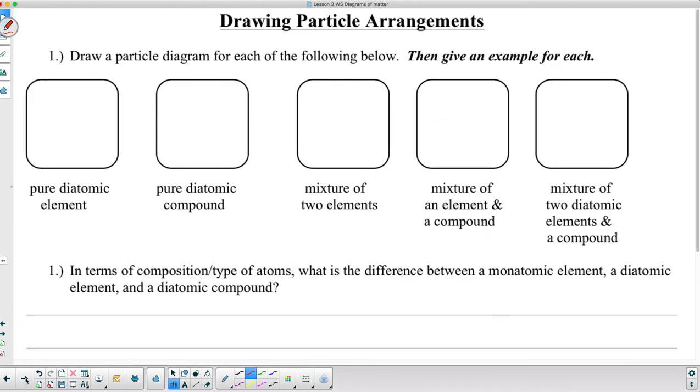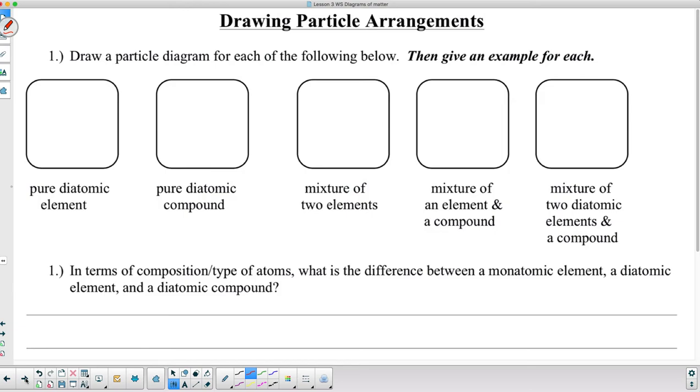Now I just want to say something about drawing a particle diagram for each of the following below. Then give an example for each. I'm not going to do this whole thing for you, but I do want to show you the first two because I think you can get the rest of those then, given a little bit of information.